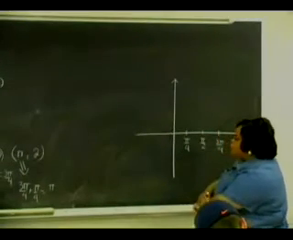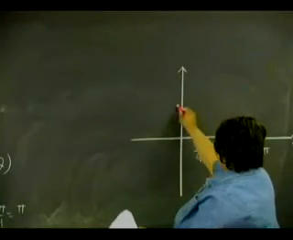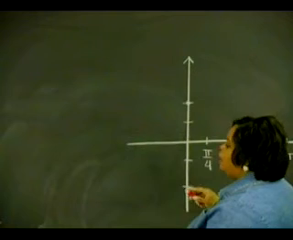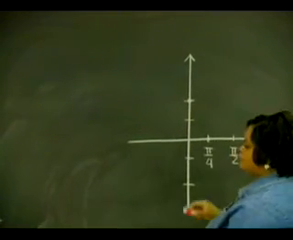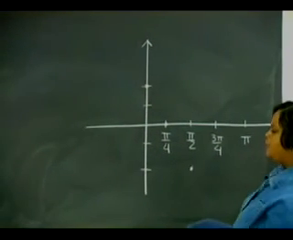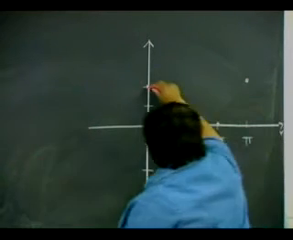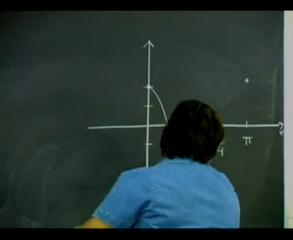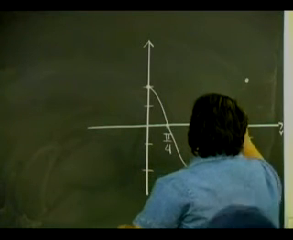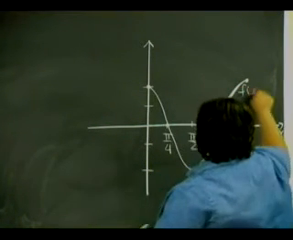So we have the point (0, 2), which is here. Pi over 4 is 0. Pi over 2, negative 2. And 3 pi over 4 is 0, and pi, 2. Okay? This is f of x.